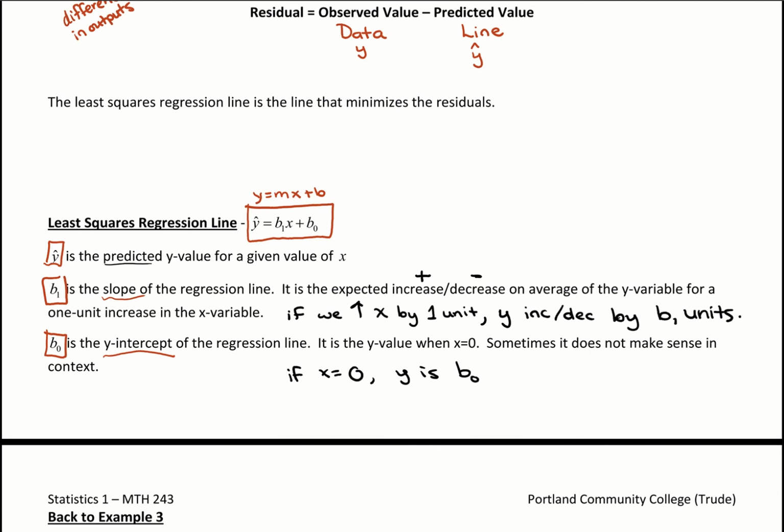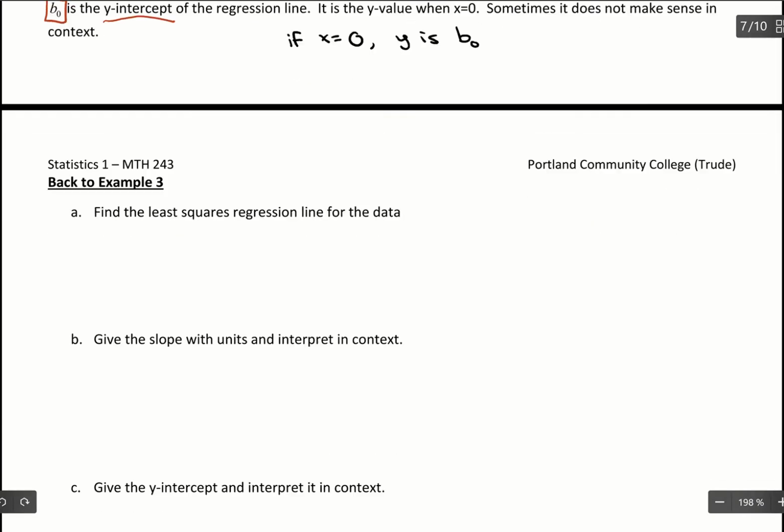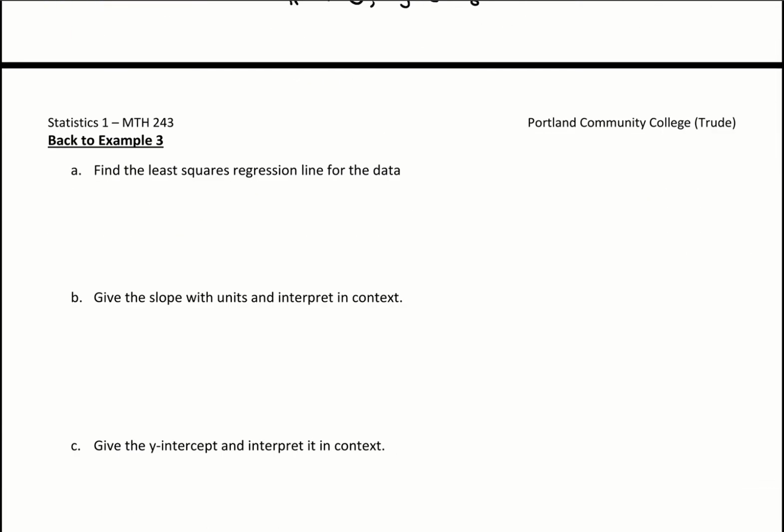So let's look through these pieces using that data from the airfare of traveling away from Baltimore. So first, finding the least squares regression line.